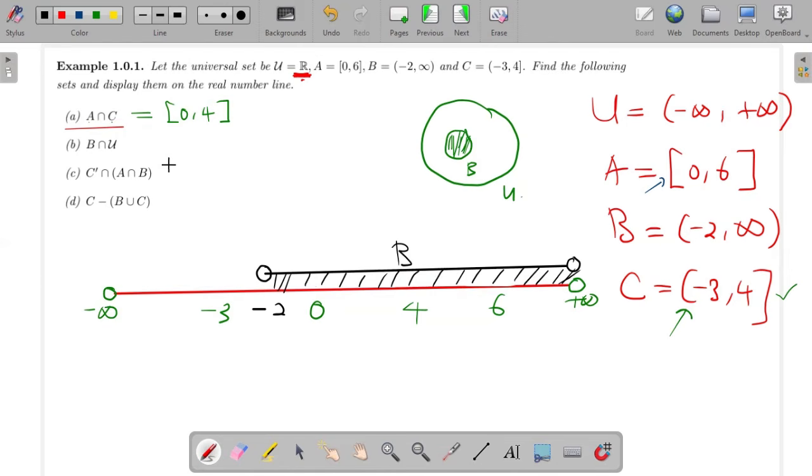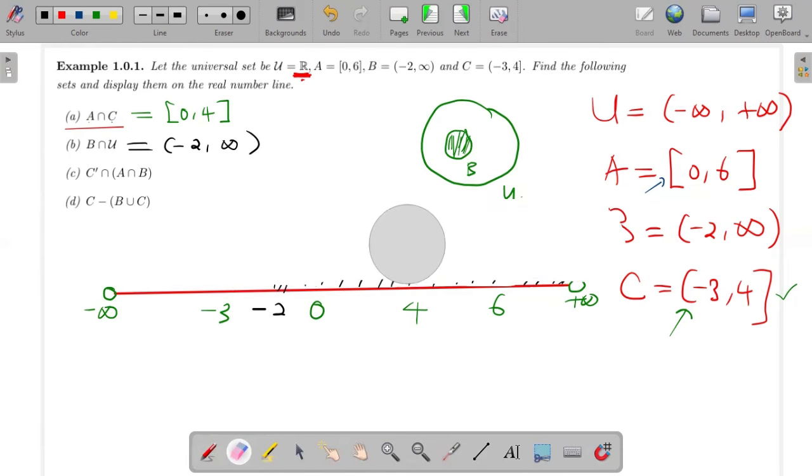Okay, and then this part B will just be the same set. So minus 2 all the way to positive infinity. That is B intersection U. So any questions there on how we've done that? Okay, so if there are no questions, we move to the next one, which is part C.